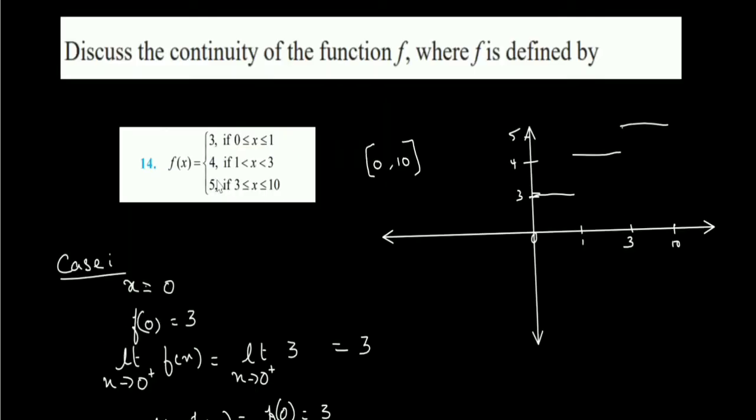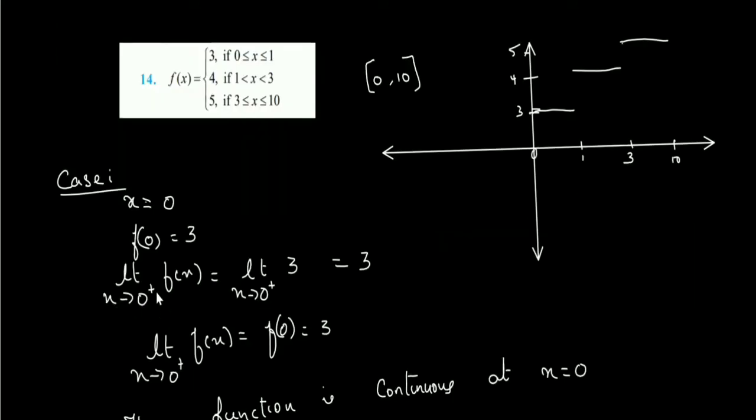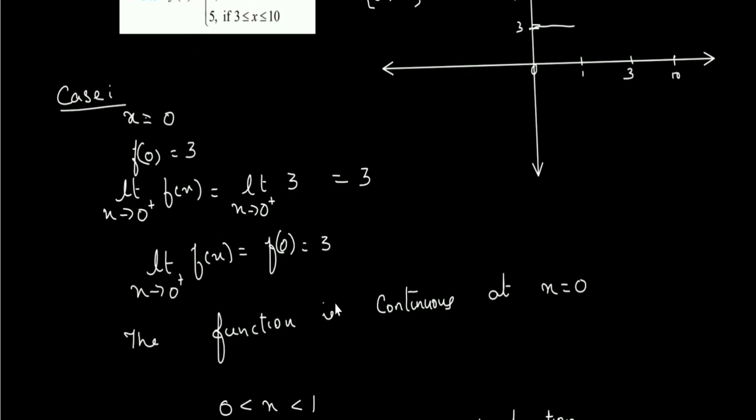So at 0, what is the value of the function? It is given as 3, so f of 0 is equal to 3. The limit as x tends to 0 plus of f of x is equal to 3, because to the right of 0 the function is 3. So f of 0 is equal to the right limit. We are only finding the right limit at 0 because the function is not defined on the left side. So the function is continuous at x equal to 0.